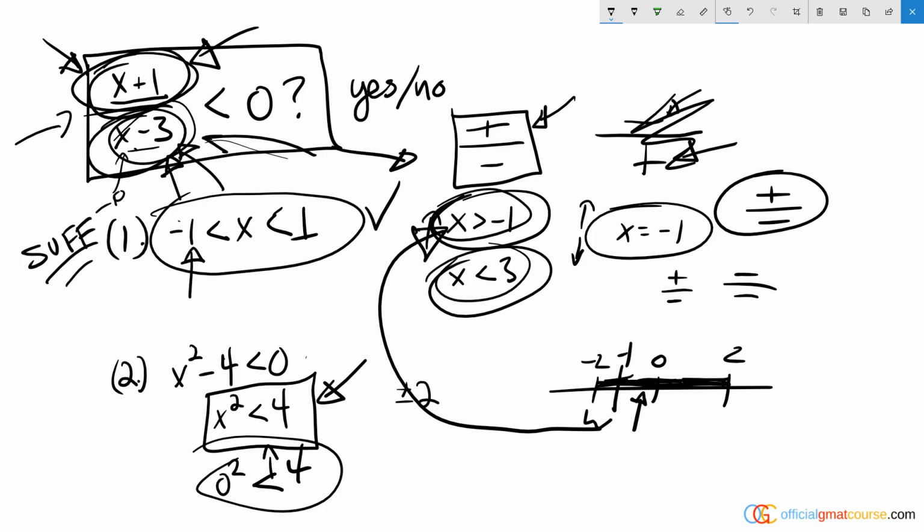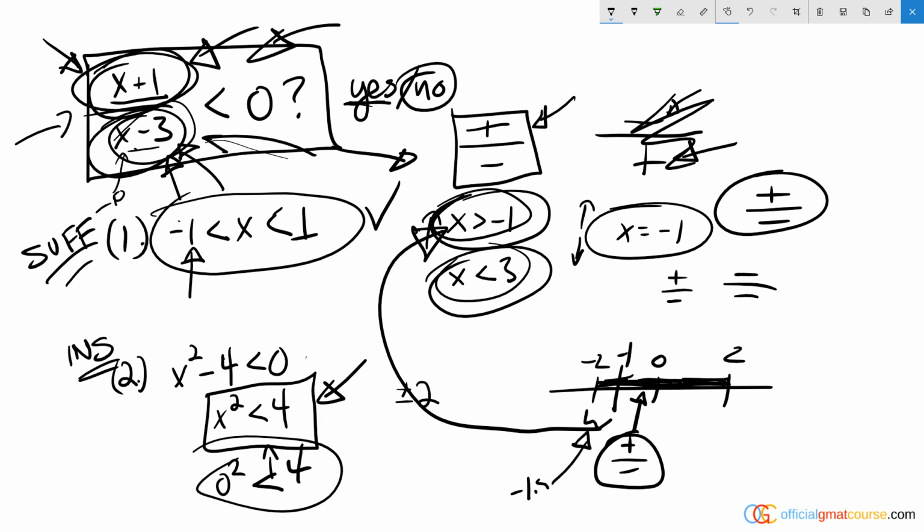It's also possible, if the number fell in here, that I would get a positive negative. So this is insufficient because in certain situations, I do get a formula here that's less than 0, and it would answer the question yes. And in other situations, I get a no answer, such as if the number falls between negative 2 and negative 1, like negative 1.5. And so it's insufficient because I don't know which of those answers it is, because it depends on which numbers I choose. And this rule has enough flexibility to choose either one. So the answer is A, statement 1 on its own is sufficient, and statement 2 is not.